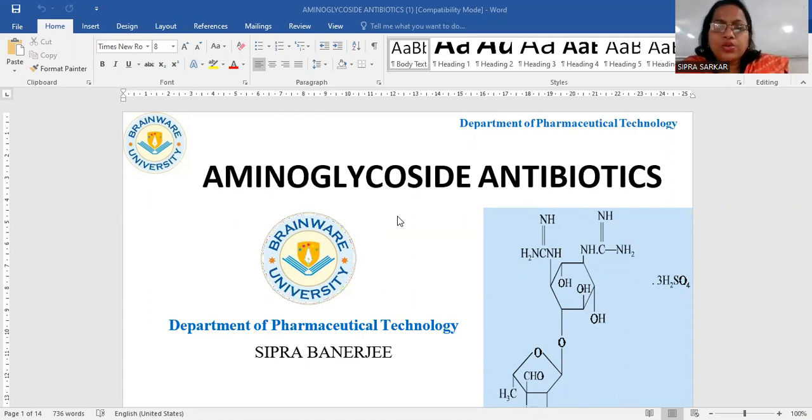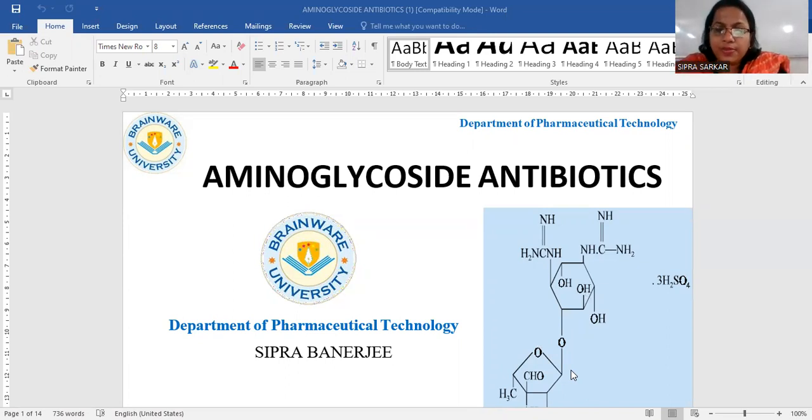From the name you can know, amino means the ring presents an amino group, that is the NH3 and COOH, and glycoside means a link or a ring that is composed of a glucoside unit. Two glucoside units are linked with a sugar moiety, and that compound is known as the aminoglycoside antibiotic. See the structure shown here.